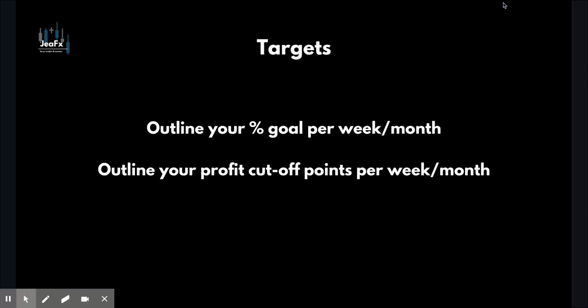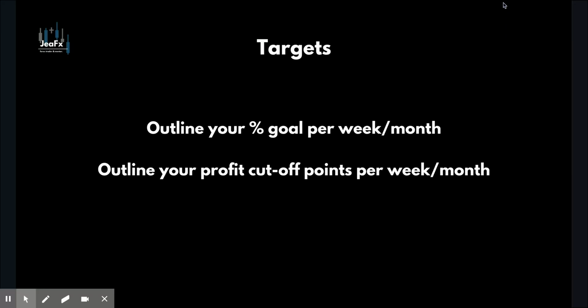On the flip side, we want to then look at targets. Just as any other business is going to manage their capital, manage their risks, they're also going to be primarily focusing on targets, right, and achieving targets. So targets are a big factor in the trading plan, and what we want to do is outline your percentage goals per week, per month, per year, and then, as we've mentioned as well with the limits and the guidelines, outline your profit cutoff points.